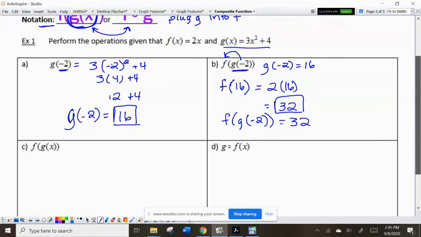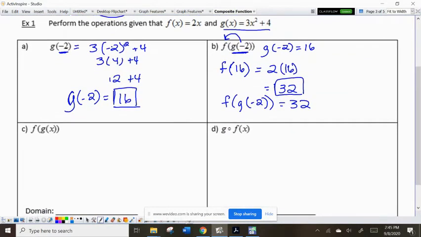Then we go to these two problems, and you'll notice there are no more numbers. So that means that we have to take the entire g of x function and plug it into the f function. So another way to write this, because we don't have a number, is that we are going to go to the f function and we are going to plug in everything that is g of x, 3x squared plus 4.